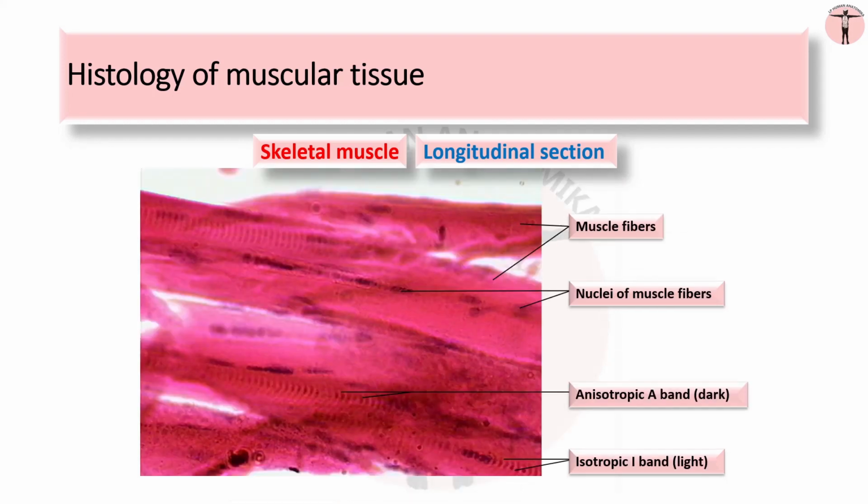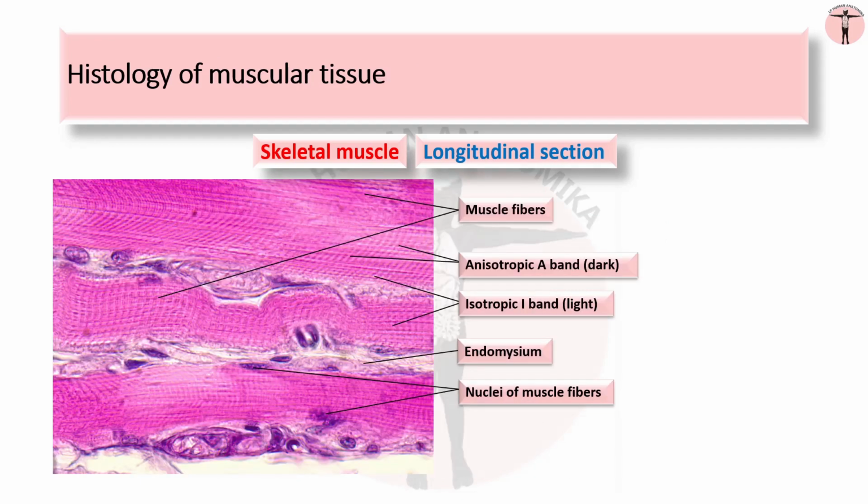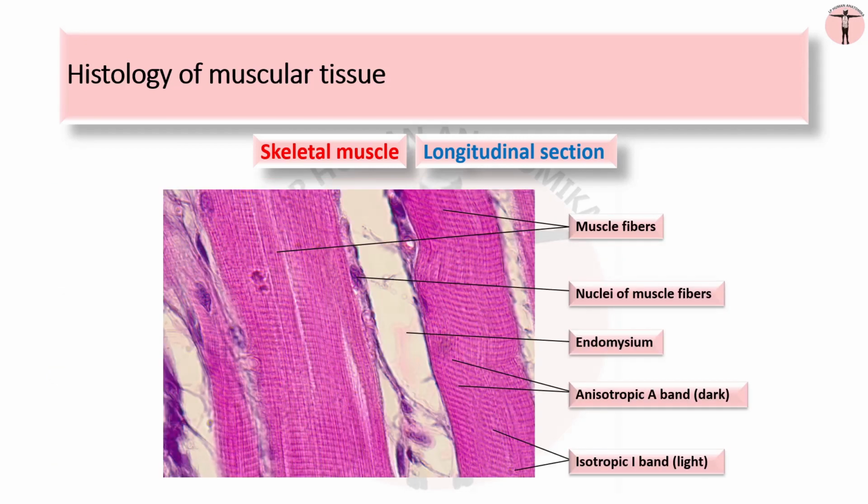This is the photograph of longitudinal section of skeletal muscle under high power of microscope. You can pause the video and go through the features. This is again another photograph of longitudinal section of skeletal muscle under high power of the microscope. This is one more photograph of longitudinal section of the skeletal muscle under the high power of microscope. You can pause the video and see the features at your pace.